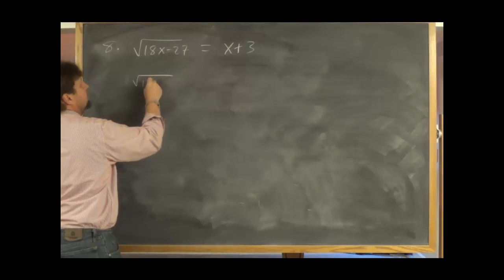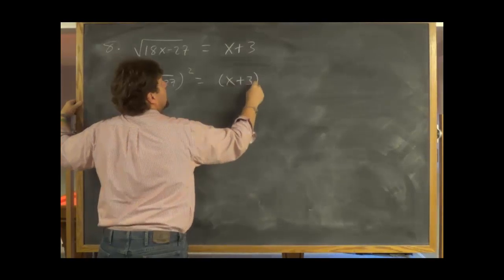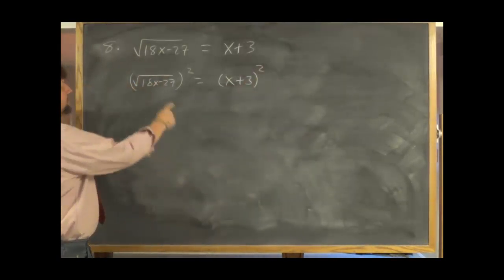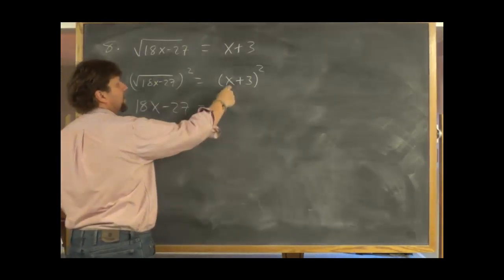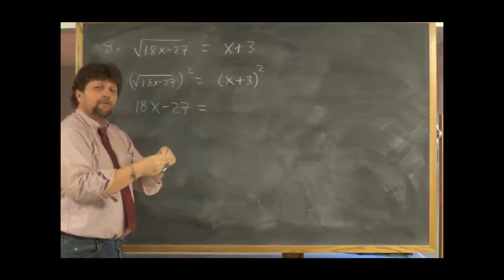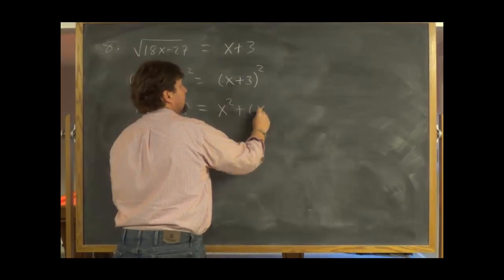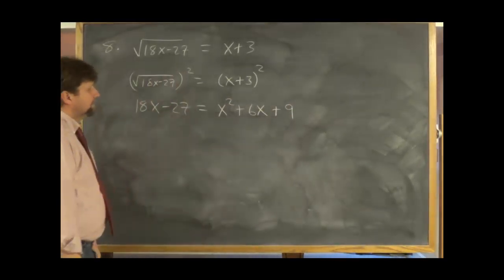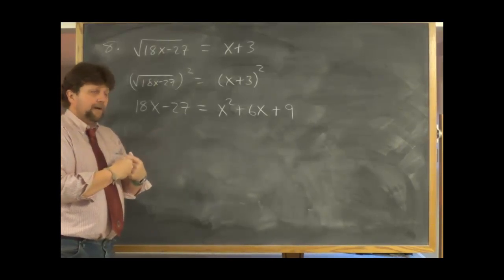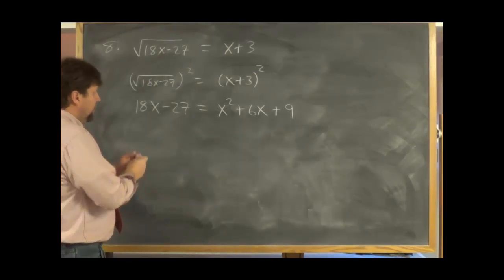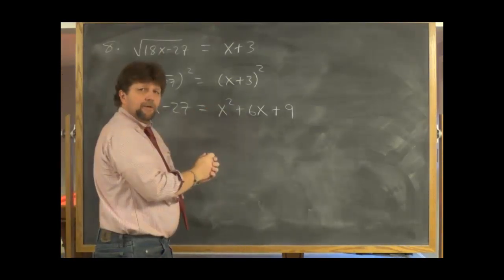So when I square the left side and I square the right side, well, squaring the left side just leaves me with an 18x minus 27. When I square the right side, remember this is x plus 3 times x plus 3. I should get an x squared plus a 6x plus a 9. And now I want to get everything on one side of the equation, and I want to get 0 on the other side of the equation. So I'm going to subtract 18x from both sides, and I'm going to add 27 to both sides.